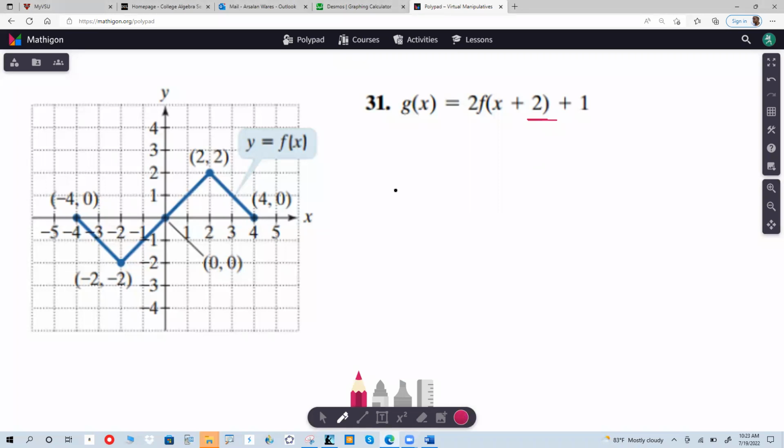This blue function is f of x. I'm going to first do +2. +2 means it moves 2 units to the left. So this will go here, this will go here, this will go here, this will go here, and this will go here. And let's do it nicely.